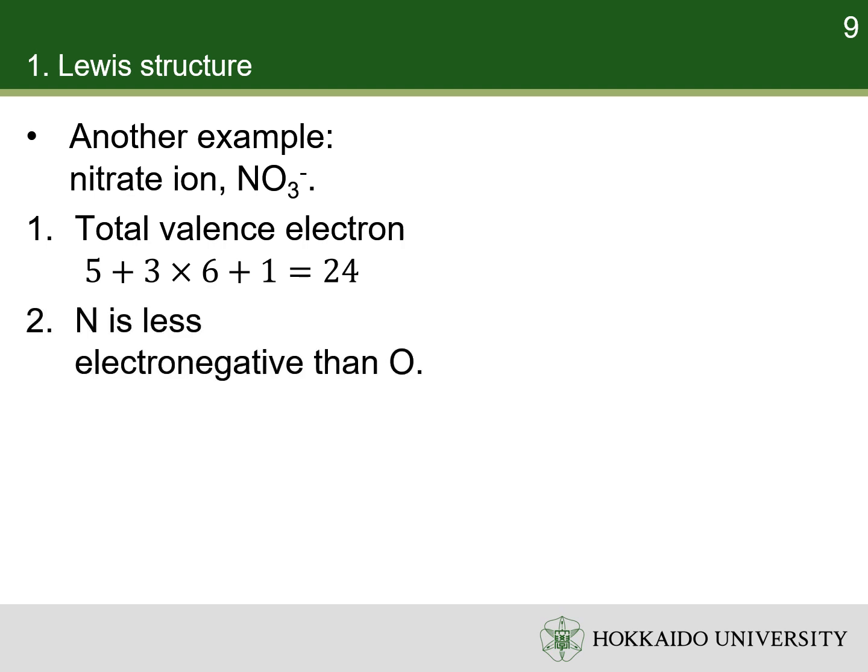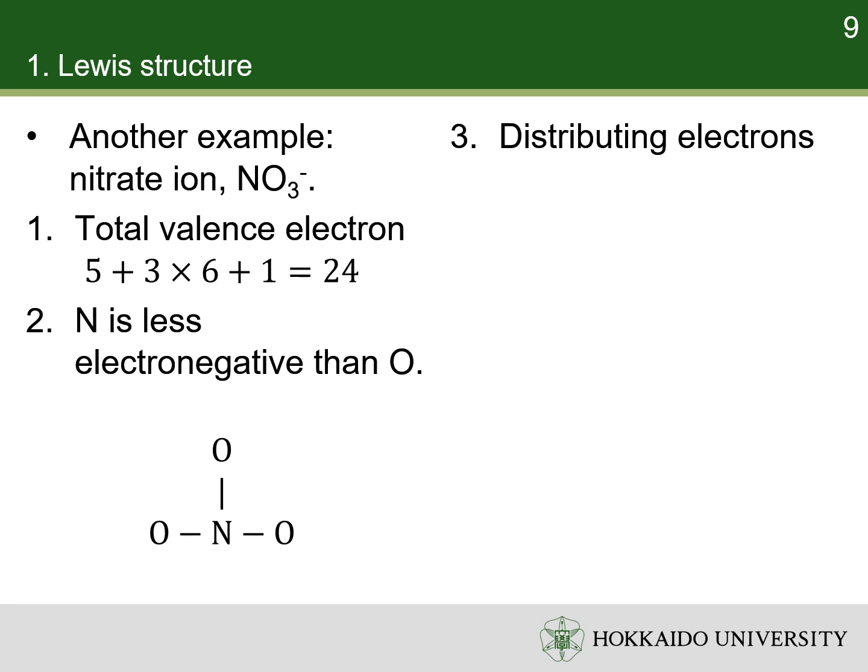Second, nitrogen is less electronegative than oxygen. So, nitrogen is the central atom. Oxygen are ligands. Third, there are 24 minus 2 times 3, which is equal to 18 remaining electrons. All of them are distributed to oxygen, so each of them has 8 valence electrons. Then, no more electrons can be placed.